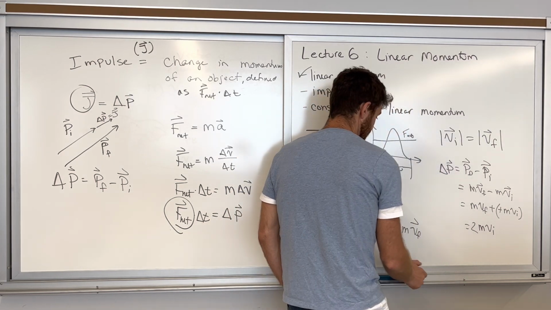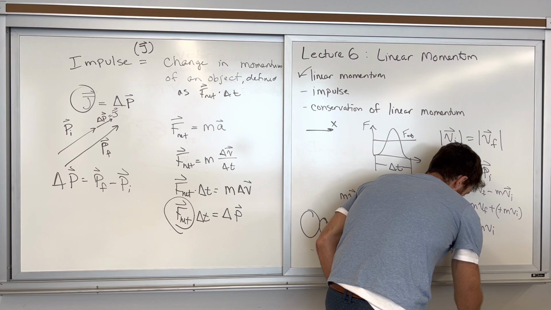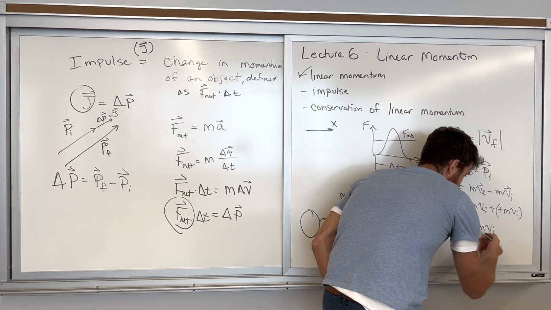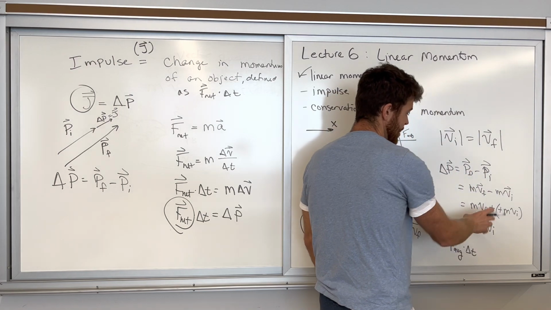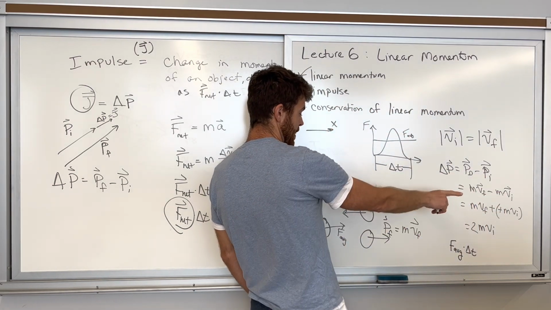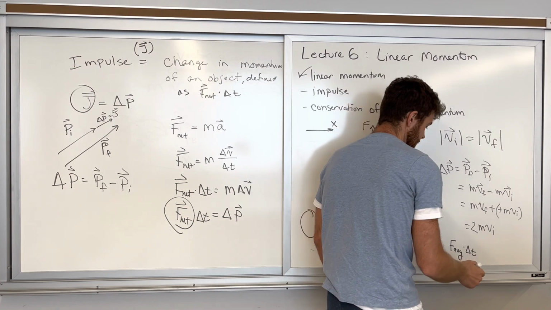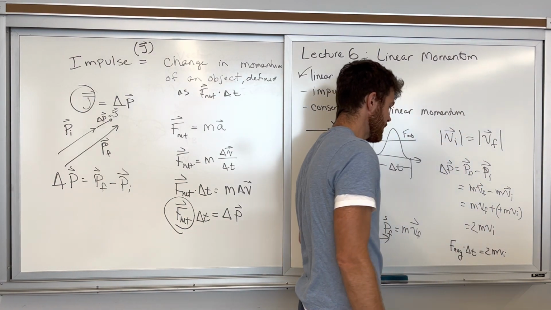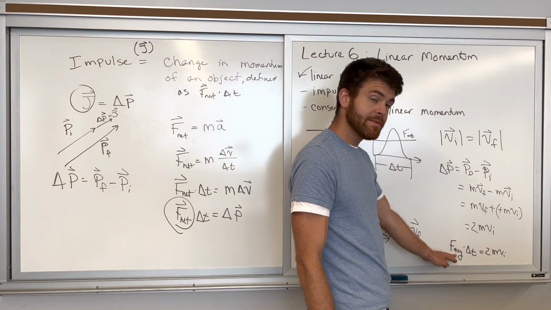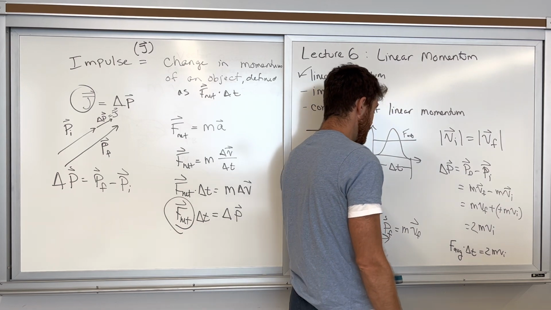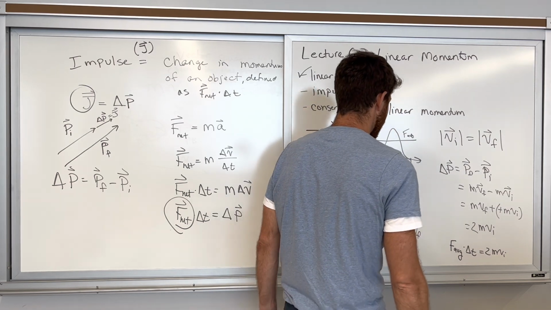And so the average force times delta t. And this is a positive, right? This comes out positive. So we see the change in momentum is positive in that direction, equals 2 m v i. Alright, so we can find out what the average force the bat exerted on the baseball is, if we know how long the bat and the baseball are in contact with each other.